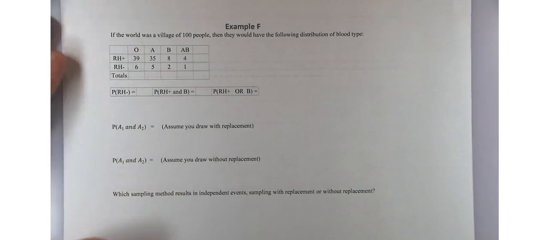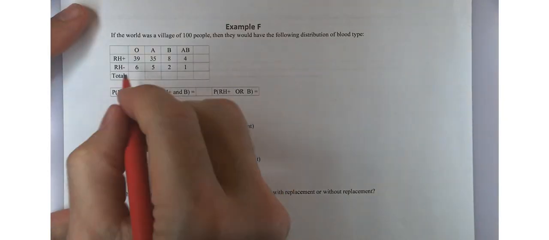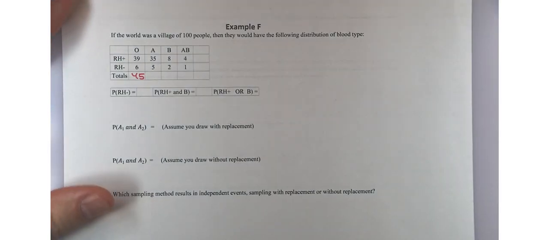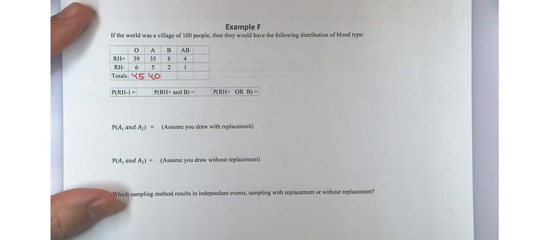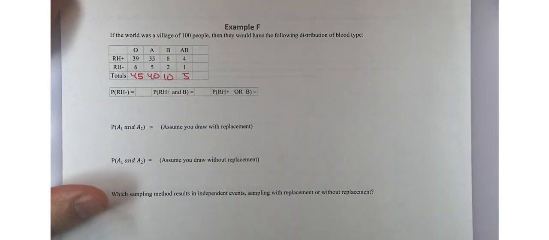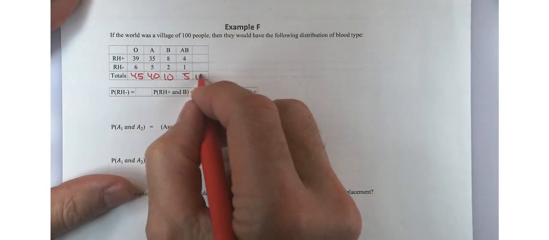Let's put in a couple of subtotals here for ourselves, just so we have them handy. So let's see here. I want to find something small to write with. There we go. So we've got 45 here, 40 here, 10, and 5. So overall, you have a total of 100.